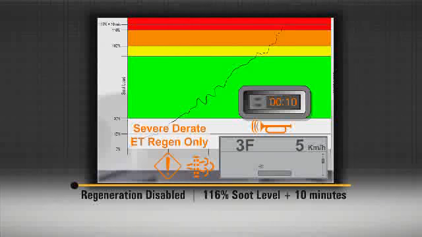Should the operator continue to ignore the warnings and permit the soot level to reach 116% plus 10 minutes, a severe engine derate begins. The audible alarm and warning lamps continue. And most important, when this 116% soot level and 10 additional minutes of operation have been reached, the machine goes into a lockout mode. The operator is no longer able to initiate a manual regeneration or allow the engine ECM to initiate an automatic regeneration.